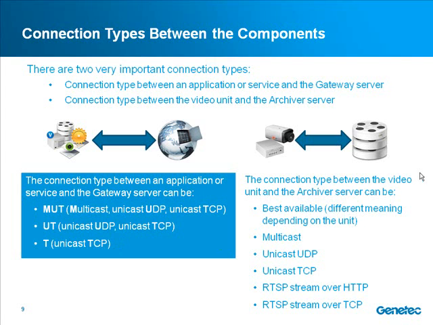By default, the connection type for a video stream is set to best available. The connection types available are not always the same depending on the stream selected and the video unit make and model. We can force the connection type into multicast, unicast UDP, unicast TCP, RTSP over HTTP, and RTSP over TCP.